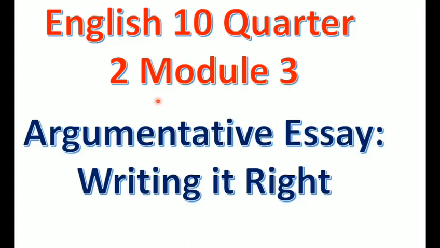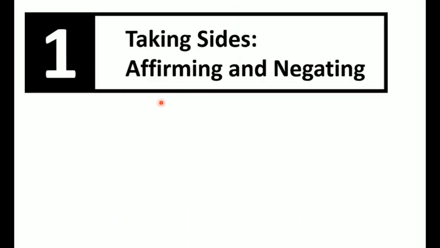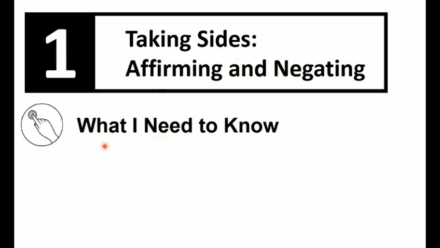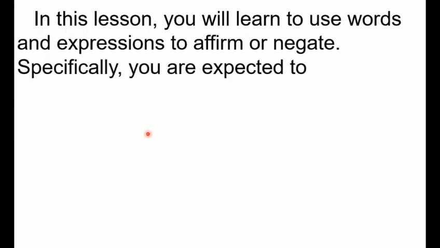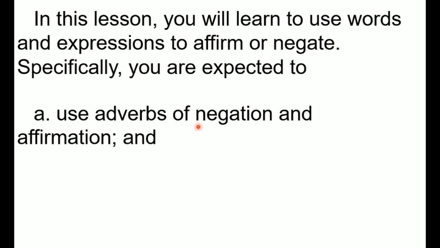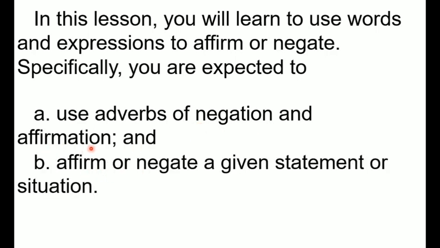Today our topic is about English 10 Quarter 2 Module 3 entitled Argumentative Essay, Writing It Right. Under Lesson 1, Taking Sides, Affirming and Negating. In this module, this is what you are going to do. You will learn to use words and expressions to affirm or negate. Specifically, you are expected to use adverbs of negation and affirmation and affirm or negate a given statement or situation.